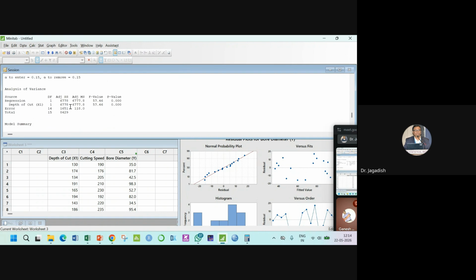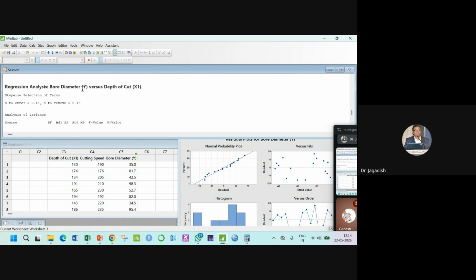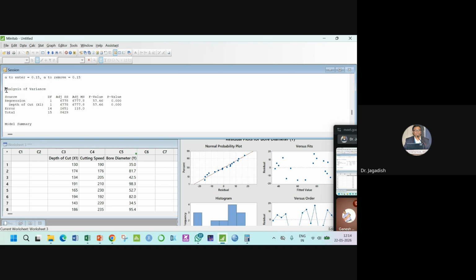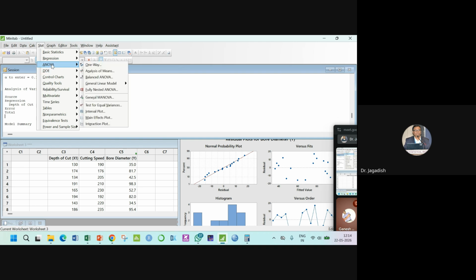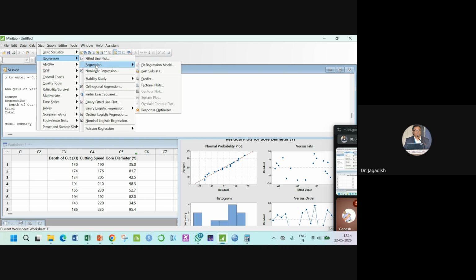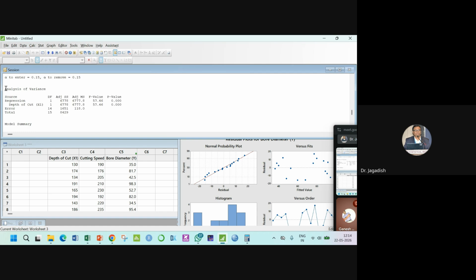Now you can see there are three tables. From this onward, we have to read the regression. The first is the regression ANOVA. ANOVA analysis is separate; regression ANOVA is different. I'll repeat again: ANOVA is separate and regression ANOVA is separate, isn't it? So this is the analysis of variance of regression.